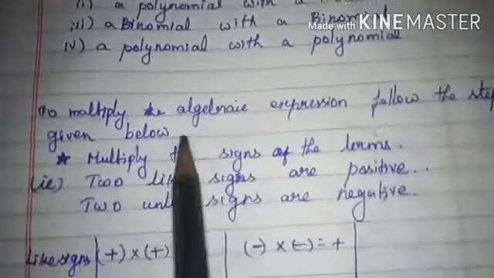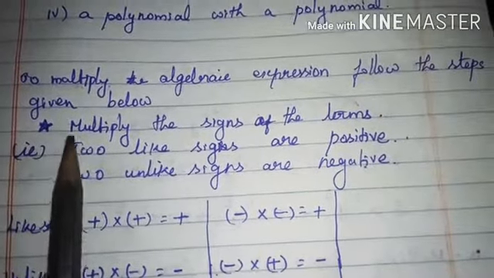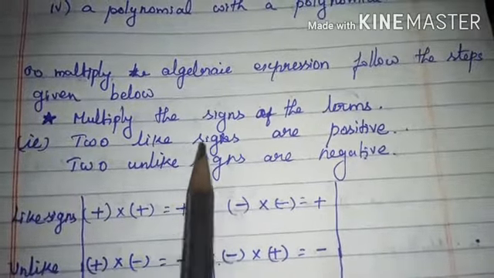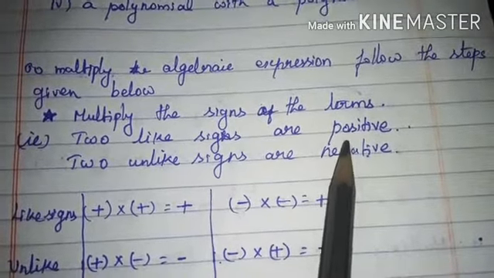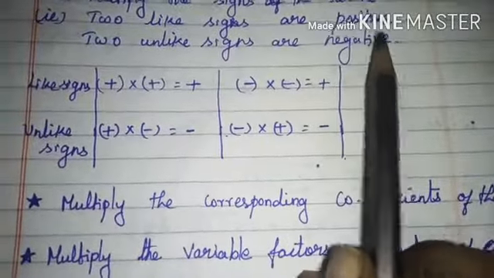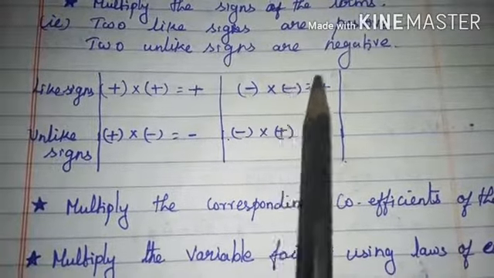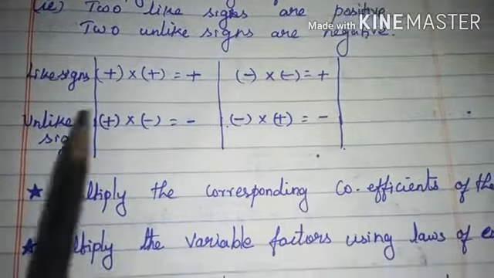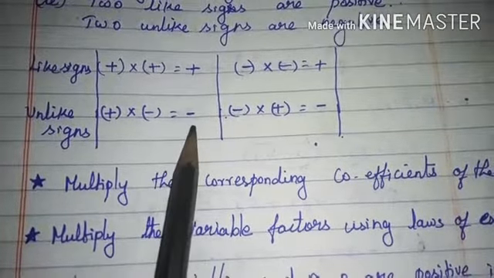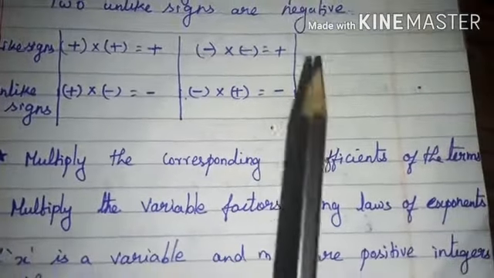To multiply algebraic expressions, follow the steps given below. First, you have to multiply the signs of the terms. That is, when 2 like signs are multiplied, we get a positive. When 2 unlike signs are multiplied, we get a negative. That is, plus into plus, we get the answer in plus. Minus into minus also, we get the answer in plus. For unlike signs, that is plus into minus, the product is always minus. And minus into plus, also the product is always minus.